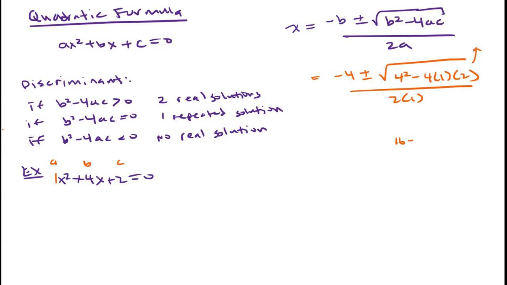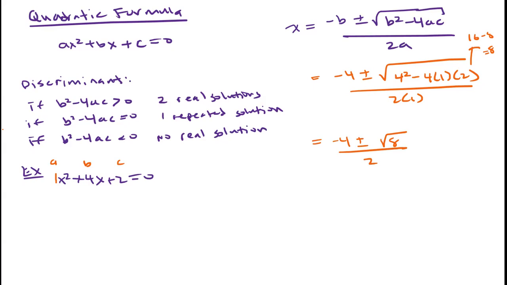So 16 minus 8 gives us 8. So that does work. That's greater than 0, so we're going to have two real solutions. So we have negative 4 plus minus the square root of 8 divided by 2, because 2 times 1 is 2.